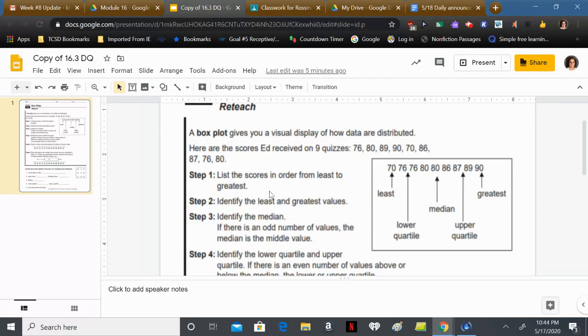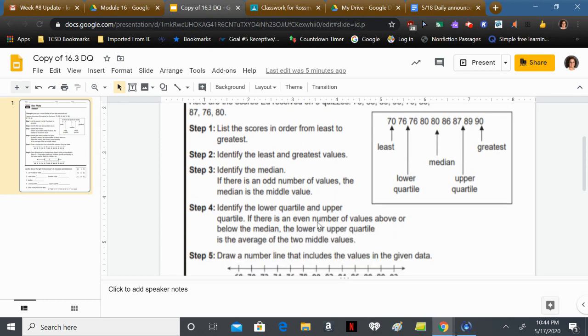Step 1, you're going to list the scores in order from smallest to biggest or least to greatest. And that's what they did over in the box on this side, smallest all the way to biggest. Identify the least and the greatest values, so the smallest or the least value, the biggest or the greatest value. Identify the median. So you're going to cross off numbers on each end. You're going to identify the middle number. If there is an odd number of values, the median is the middle value.